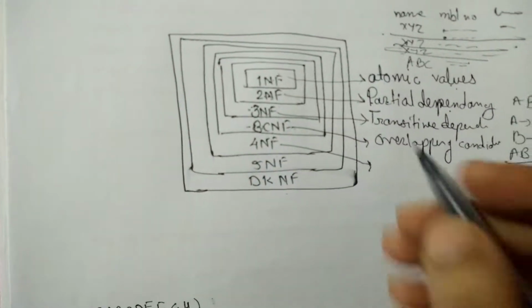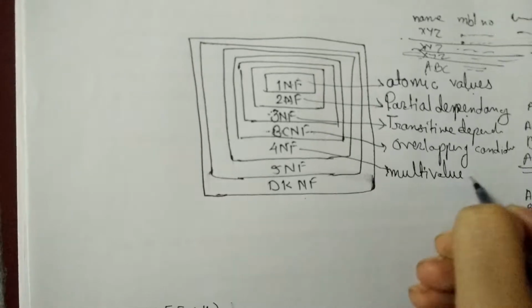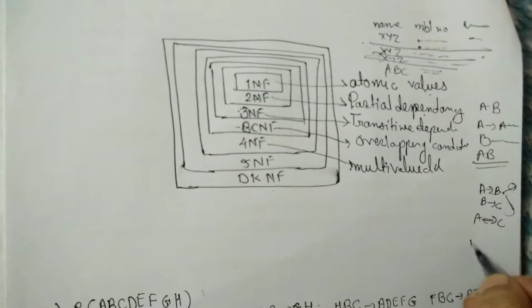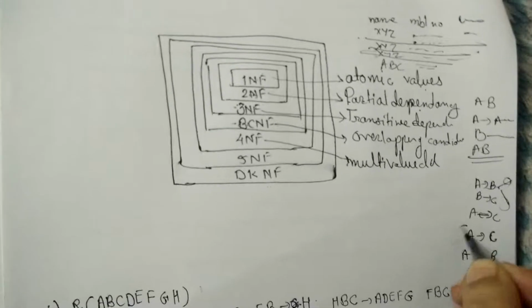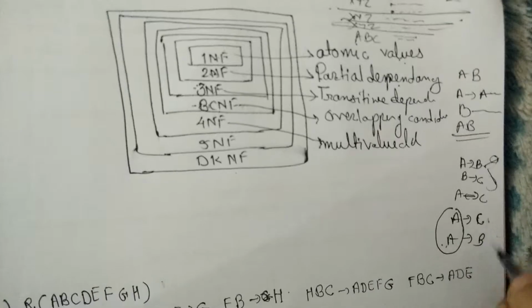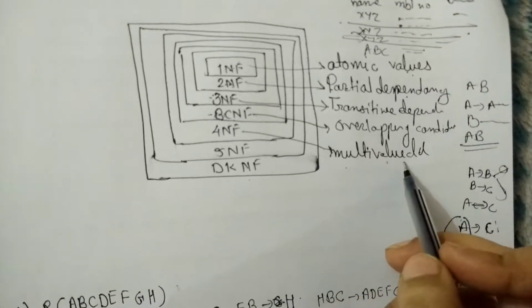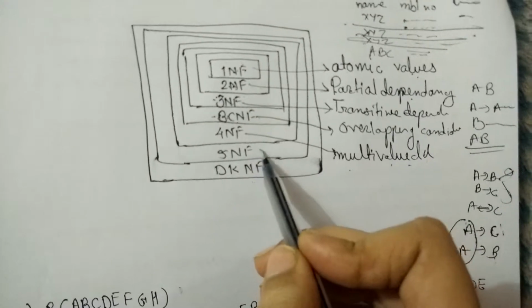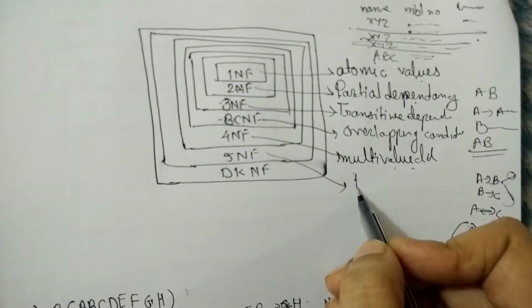Fourth normal form talks about the multivalued dependency. What is multivalued dependency? If a single attribute is determining different attributes, it should be removed. That is multivalued dependency. And the fifth normal form talks about the lossless decomposition or join dependency.